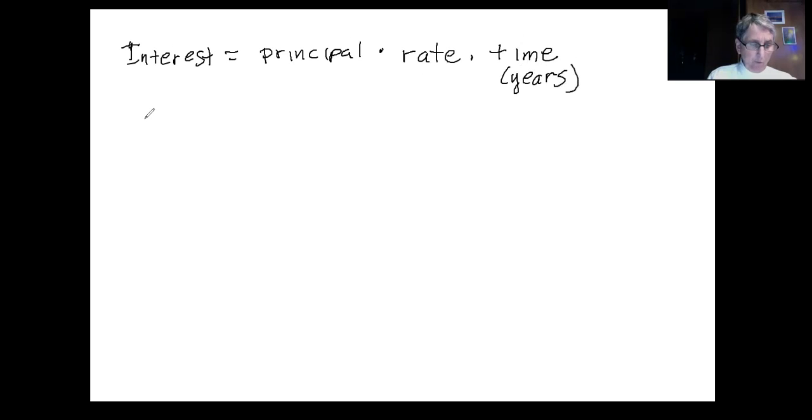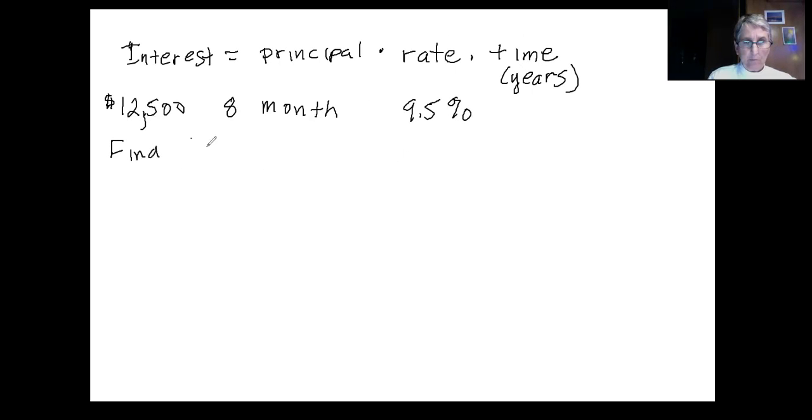So, William Carey borrowed $12,500 for 8 months at an annual simple interest rate of 9.5%. Find the total amount due on the loan.